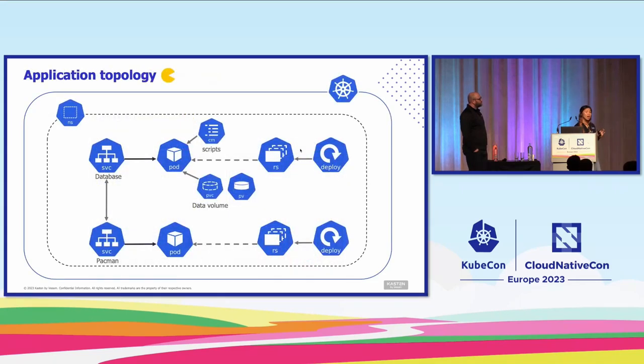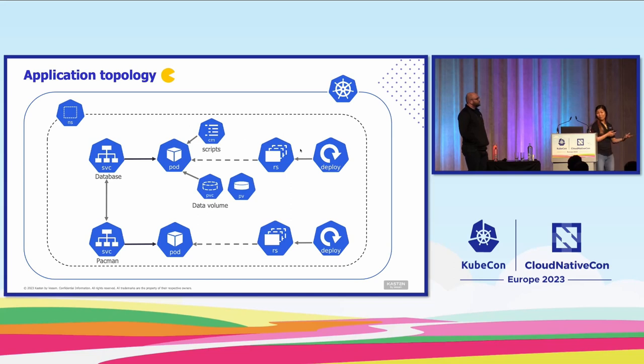So this is the high-level topology of the application. We have the front-end Pac-Man app that's written in Node.js that's going to talk to a back-end database. The back-end database is going to be MongoDB, so there's going to be some scripts injected in the format of a config map that stores some of the startup script for the pod.